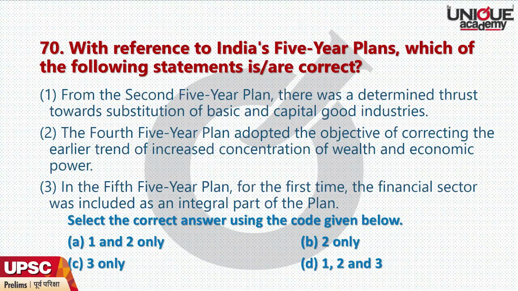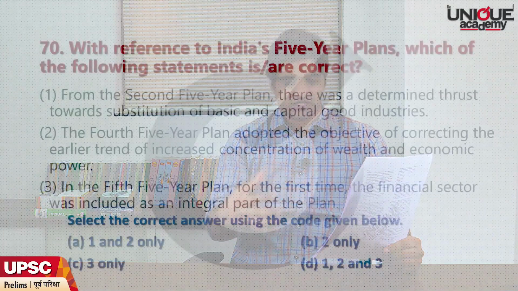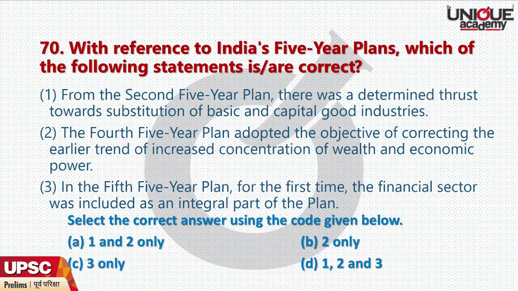That is also true because we nationalized the banks. We brought in the MRTP Act, the Monopolies and Restrictive Trade Practices Act. Basically, the main aim of the formation of the MRTP Act was correcting the earlier trend of increased concentration of wealth in the hands of a few people. So when the MRTP Act came in, its main agenda was deconcentration of wealth.